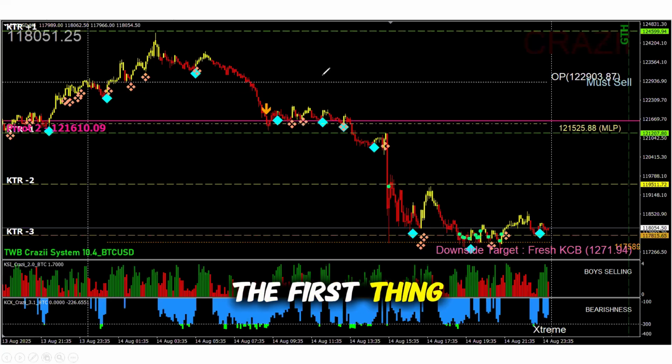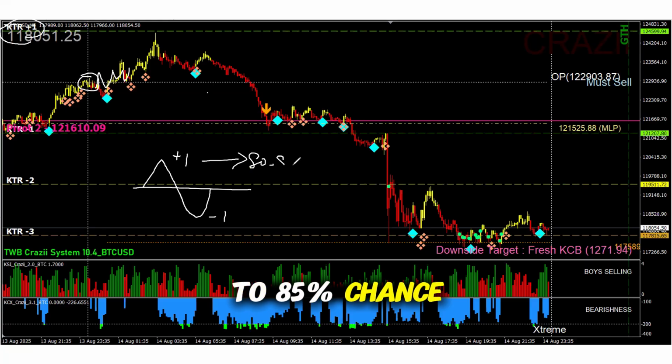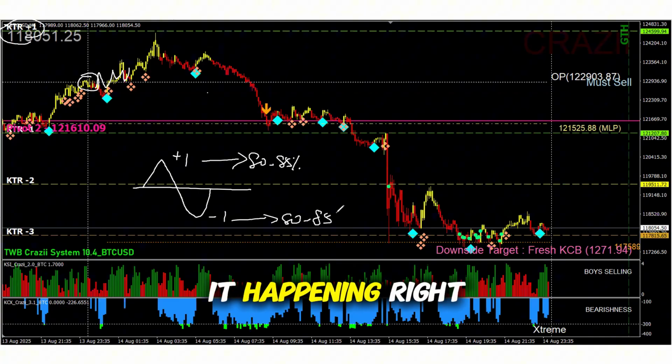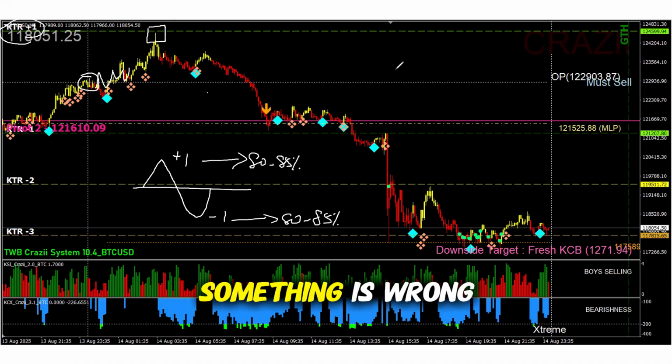Okay, so let's take a look here. What was the first thing that caught my attention? The market opens, it goes ding dong, ding dong. But what is interesting is the KTR plus one. The market is so bullish. And we know the standard deviation that we talk about, plus one and minus one. Plus one itself has an 80 to 85% chance of happening, and minus one is also 80 to 85% likely to happen. So the question is, why did Bitcoin miss the KTR plus one by just a little bit? Is it just for fun? Or was it enough information to tell me that something is wrong?